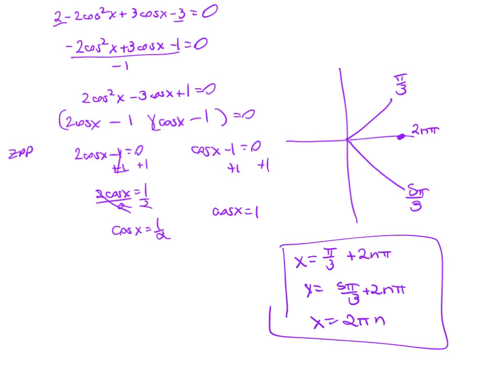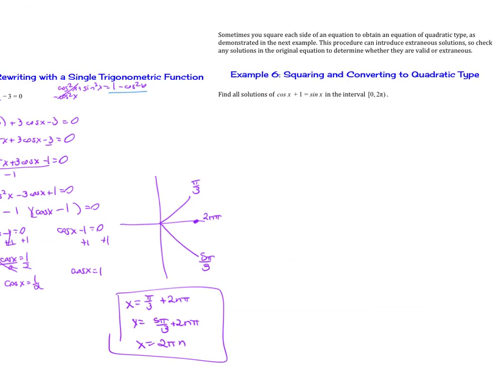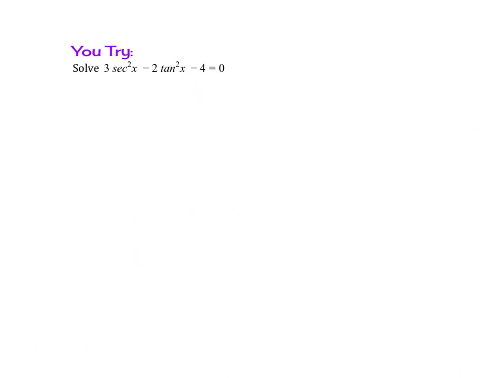Okay, and that little dot shouldn't have been there. So go ahead and try this next example up here. Solve 3 secant squared of x minus 2 tangent squared of x minus 4 equals 0.